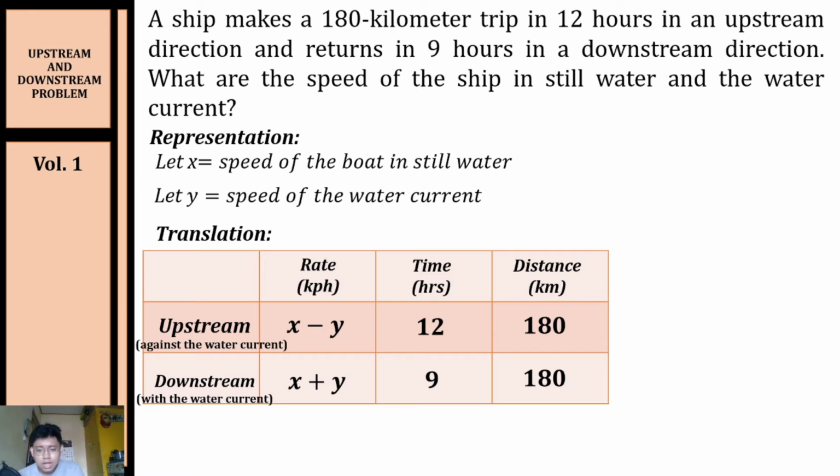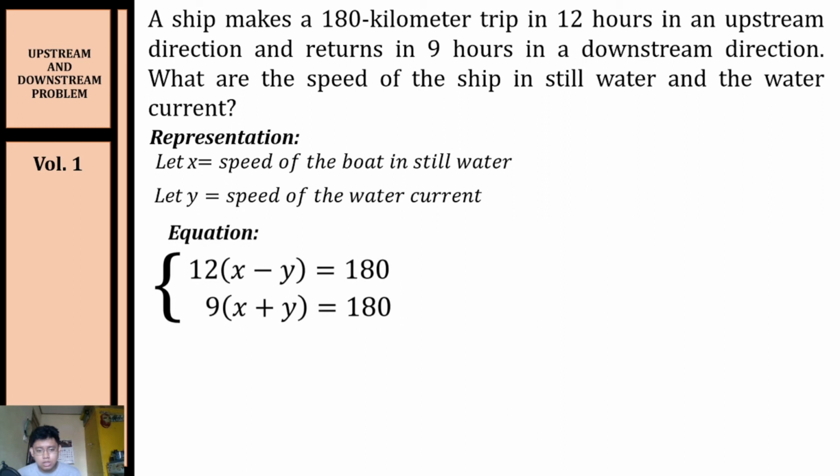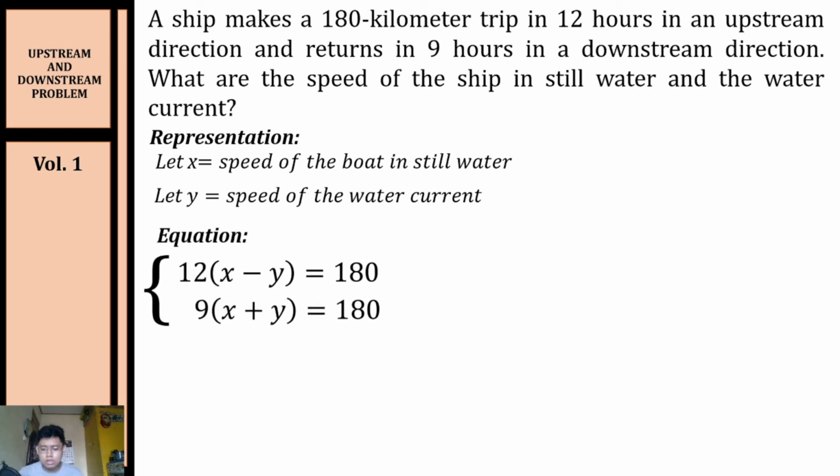Since we're given the rate, time, and distance, we can formulate our equation based on the formula d is equal to rate times time. So we can write our upstream equation as 12 times the quantity x minus y is equal to 180. And for our downstream, our equation will be 9 times the quantity x plus y is equal to 180. So now we have our equations. Let's simplify our equations and rewrite them in standard form.